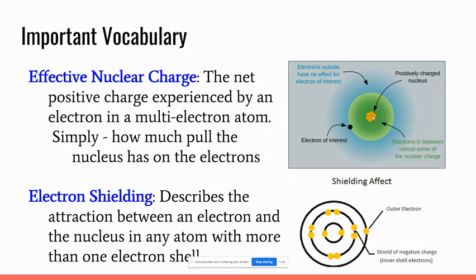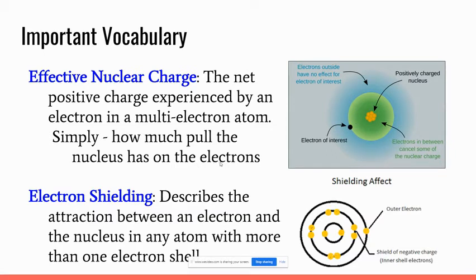So if I were to have this atom, and I added one more proton inside here, it would pull this electron tighter because I'd have more positive charges in here than I had before. Essentially it's the pull the nucleus has on the electrons. And as you add more and more protons in, it's going to pull those electrons closer.